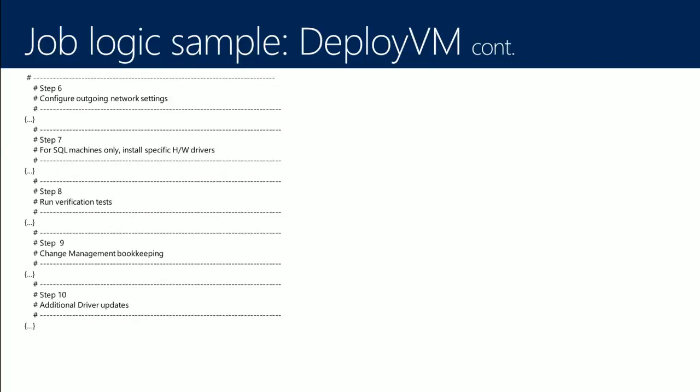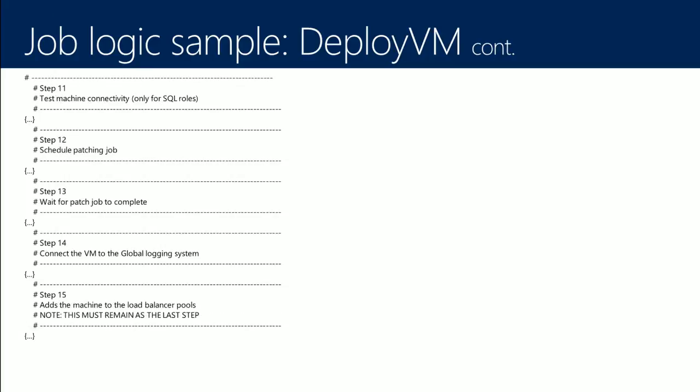Step number 10 will add more updates. Step number 11 will test the connectivity. Step number 12 will launch a parallel asynchronous job to install security patches and other updates. In parallel to this job, it can spin a second job to install additional updates.